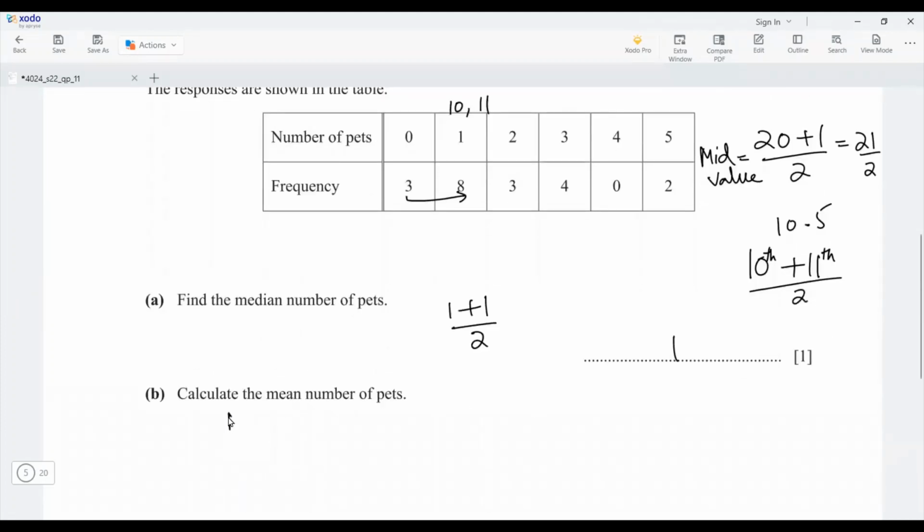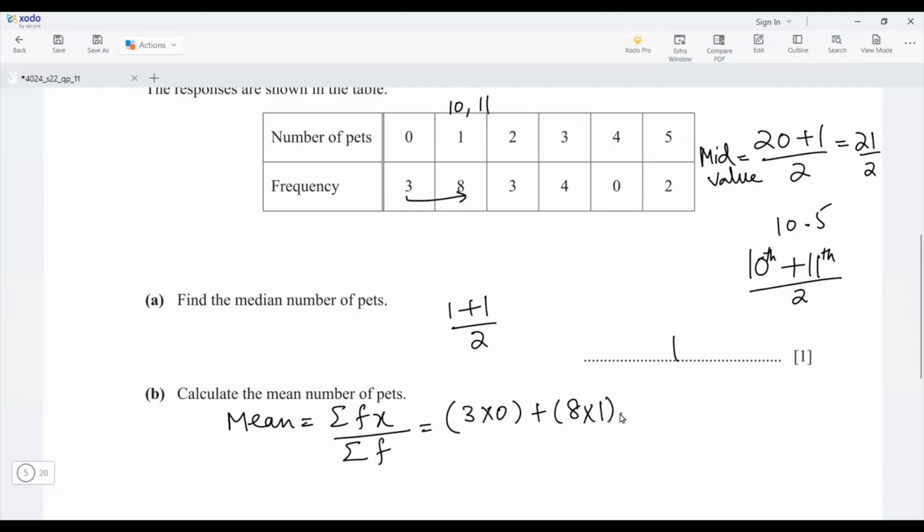So moving ahead to the next question, the mean number of pets. Mean is basically the sum of data divided by the number of data. So the sum of data is basically summation fx. What does summation fx mean? It means multiplying the corresponding frequency with the corresponding data, means 3 is being multiplied with 0. Similarly, we have to multiply each and every frequency with the corresponding data and add all of them in the numerator. Means 8 is being multiplied with 1 and it will be added here.